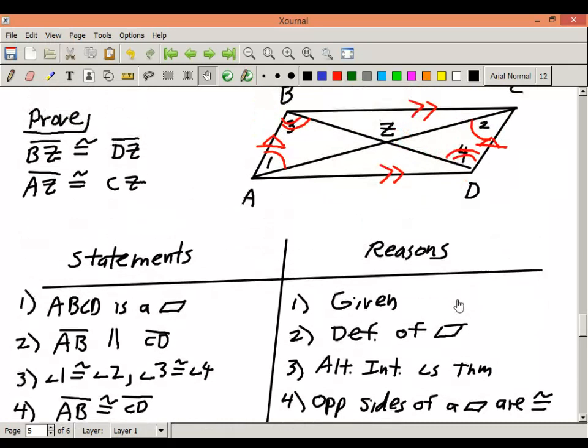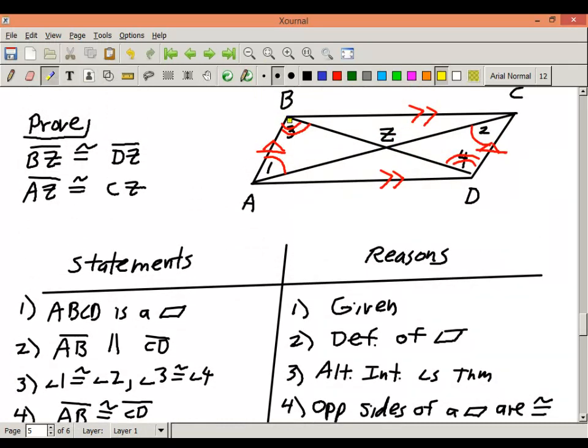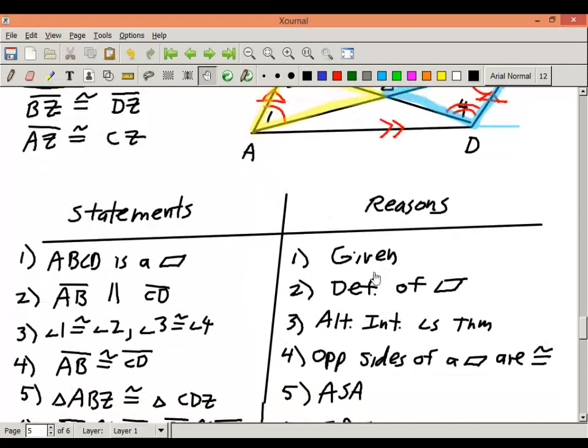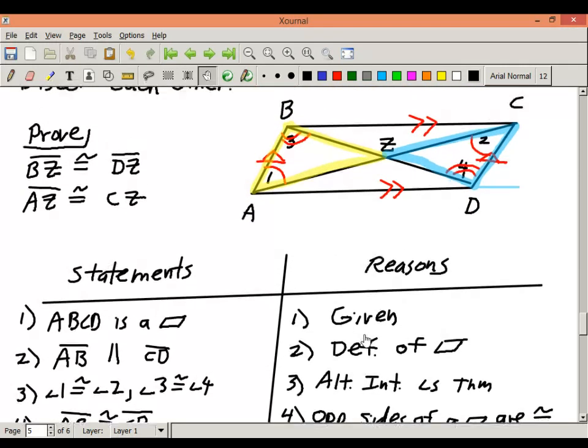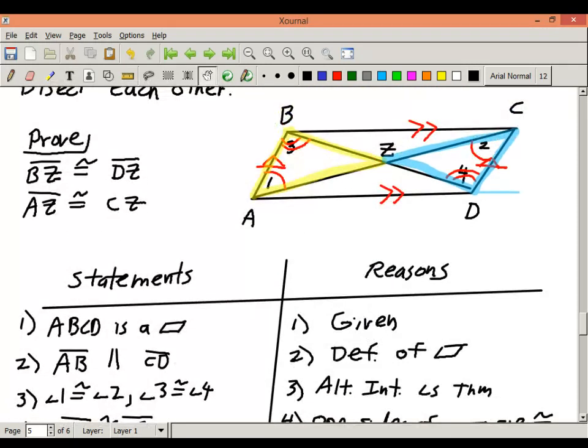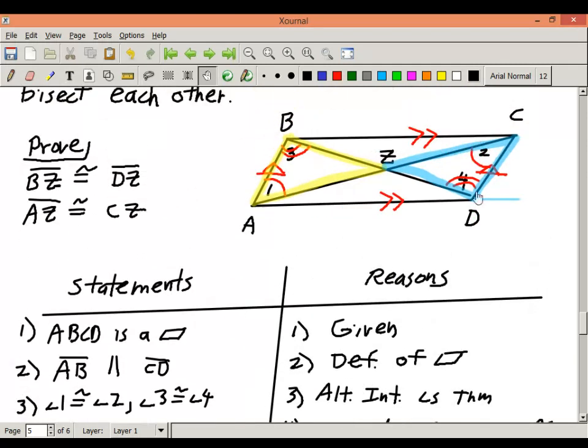Now, if you look at these two triangles, they're telling you that this triangle is congruent to this triangle. That's what we're saying in statement number 5. So triangle ABC, that yellow one on the left, is congruent to CDZ, that one on the right. So those are congruent. How? By angle, side, angle. You can see you got angle, side, angle in the yellow triangle, angle, side, angle corresponding in the blue triangle. So those two colored triangles are congruent. They're actually congruent by rotation.